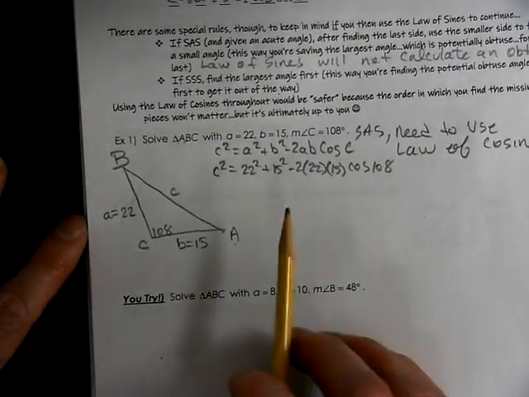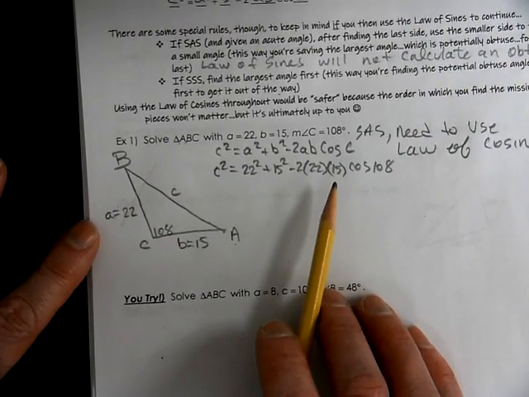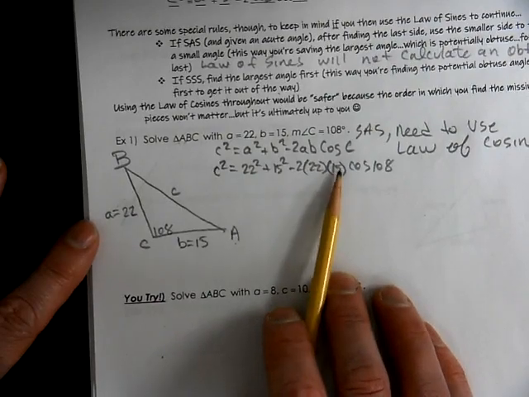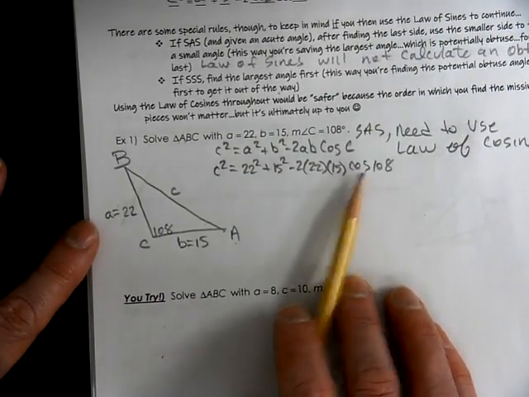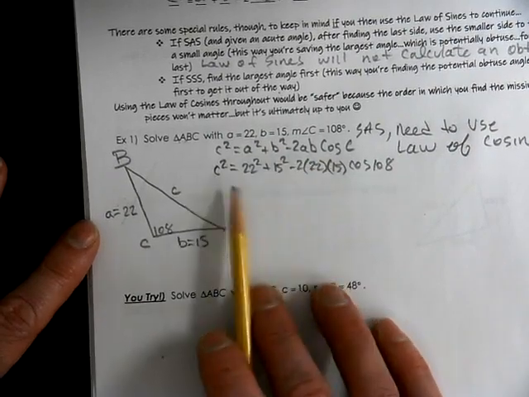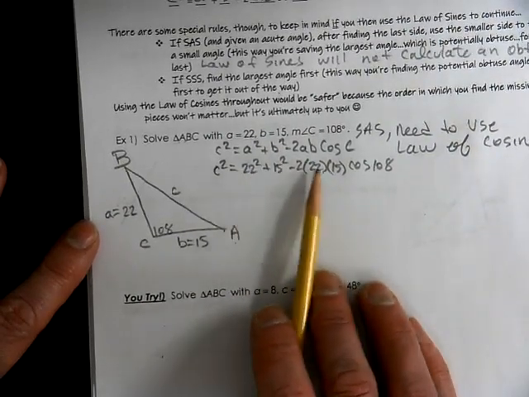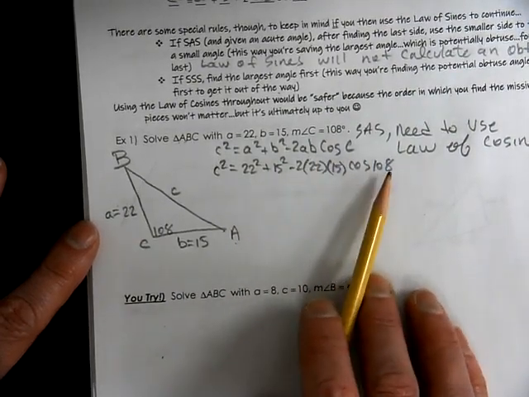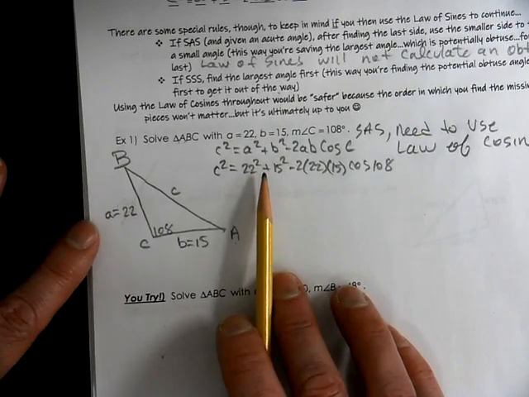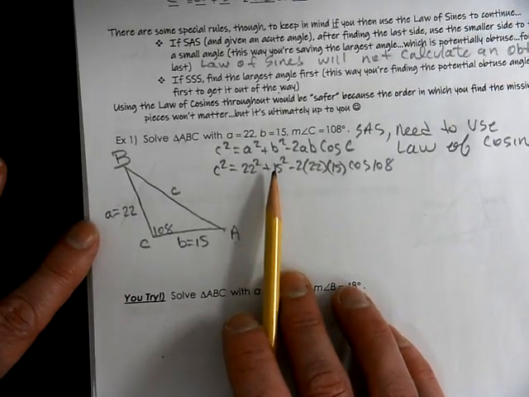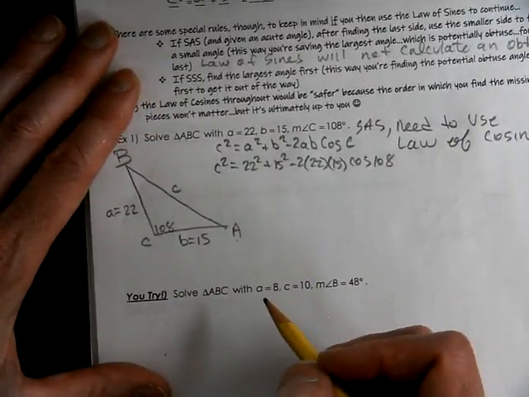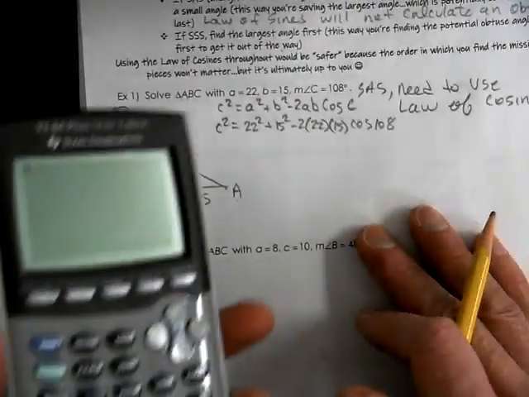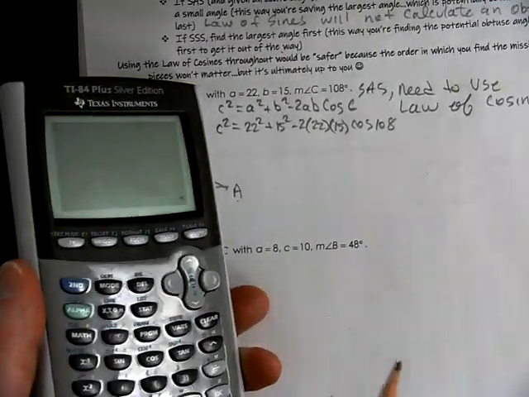Now, there's a problem in here where people are going to make a mistake. It's dealing with this minus 2, 22, 15, cosine of 108. Some people are going to think that you're going to add this to the other side, or you combine all the numbers together, and you can't do that. This is a separate calculation compared to the 22 and the 15. So what we're going to do to help us stay out of any trouble is just plug it all in your calculator. Make it easy on yourself.